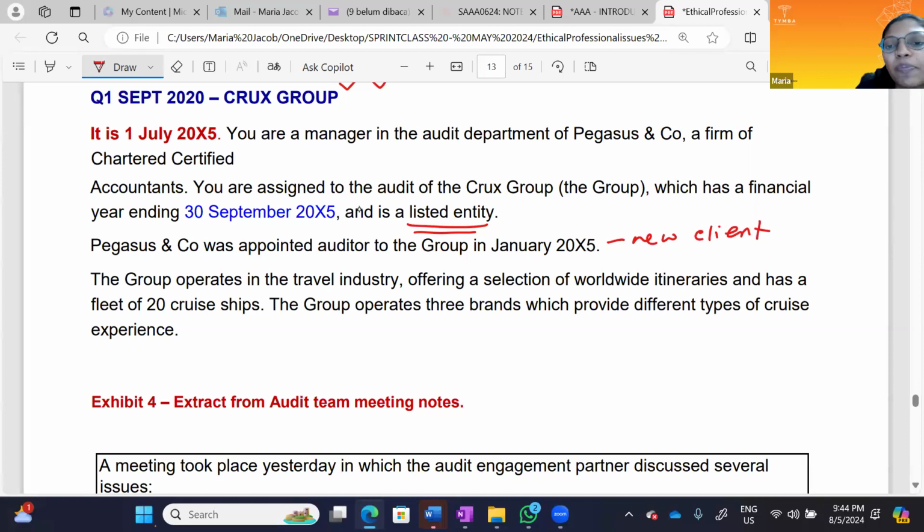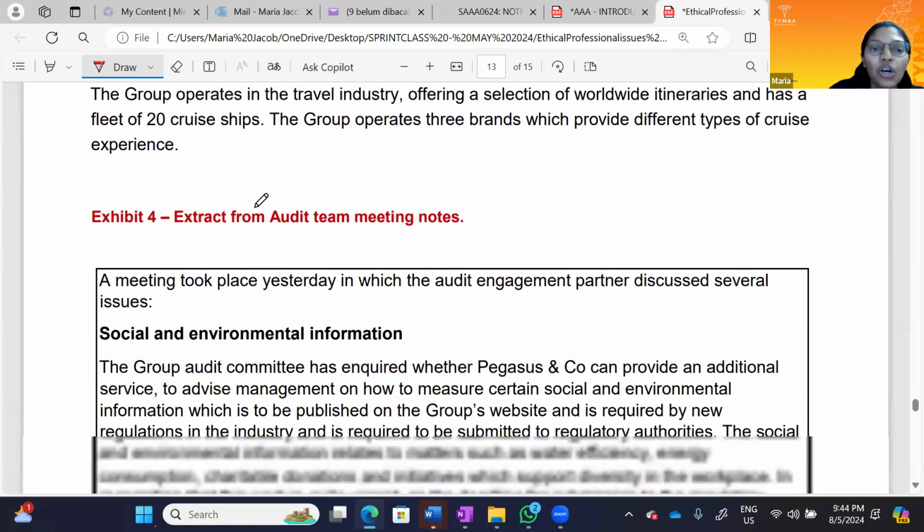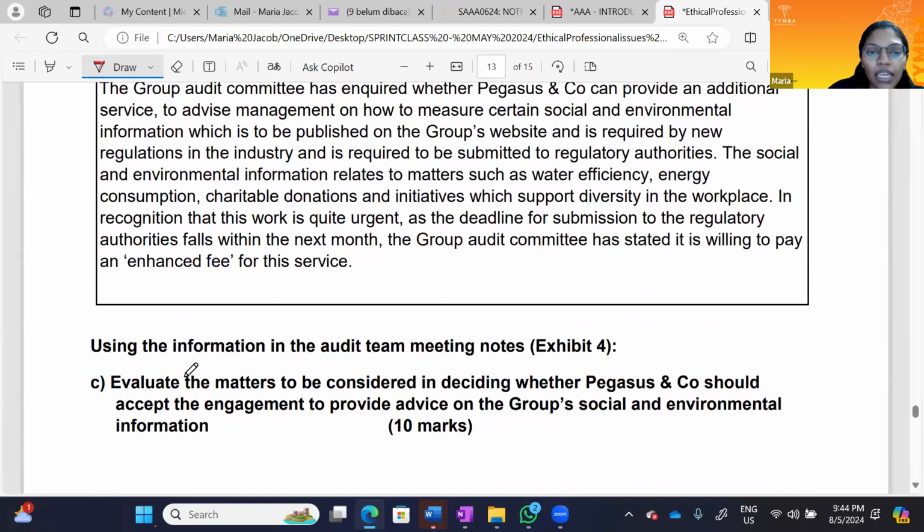The group operates 3 brands which provide different types of cruise. Okay, so this is actually question one. It's a huge question, but I extracted what is relevant for acceptance and ethics only. During the meeting, evaluate the matters to be considered in deciding whether Pegasus Co. should accept the engagement to provide advice on the group's social and environmental information. So they are asking us to evaluate matters to consider in deciding whether to accept or not.